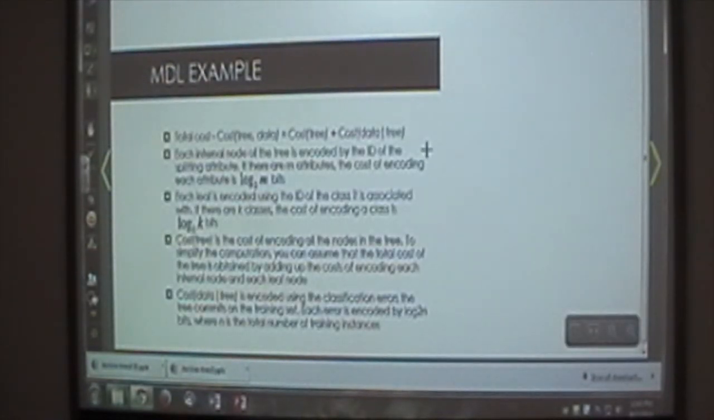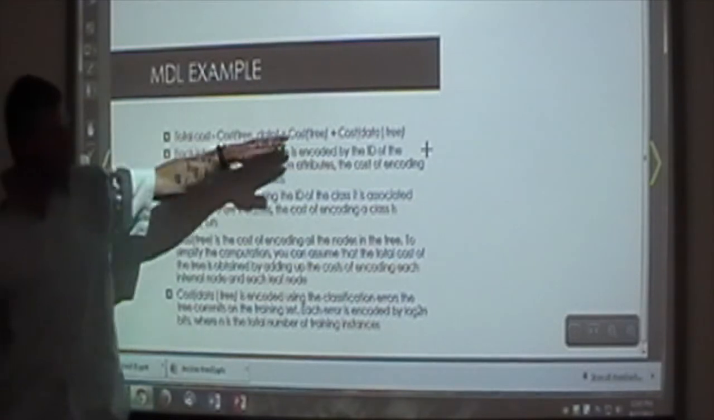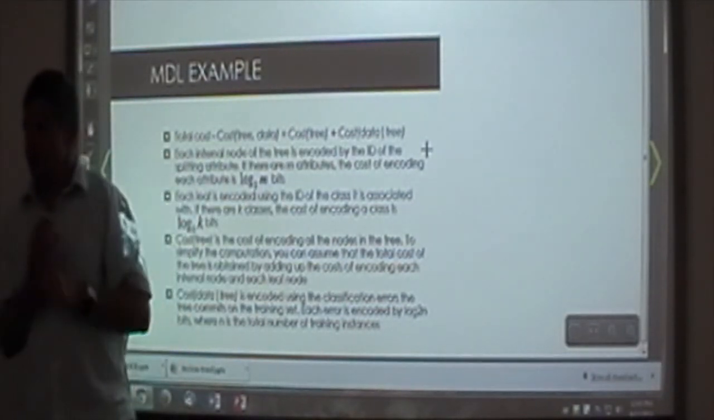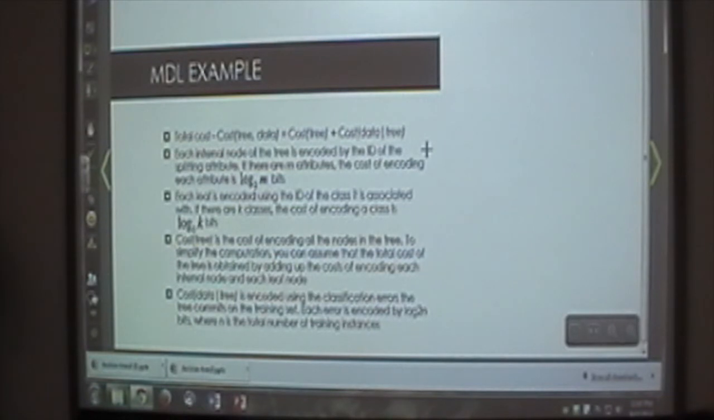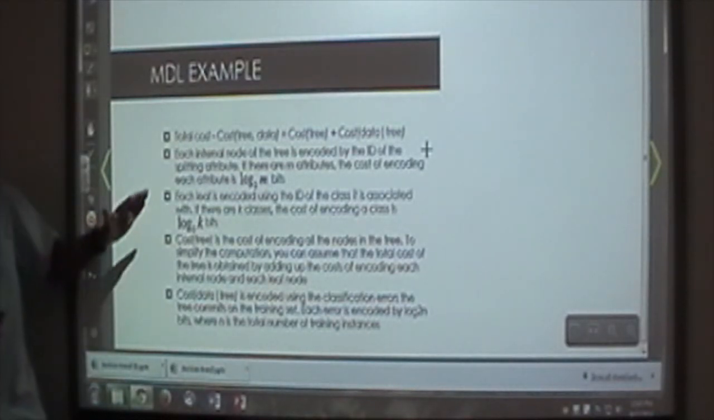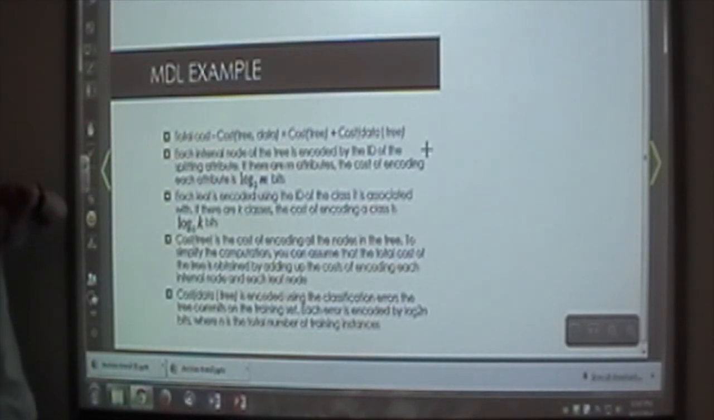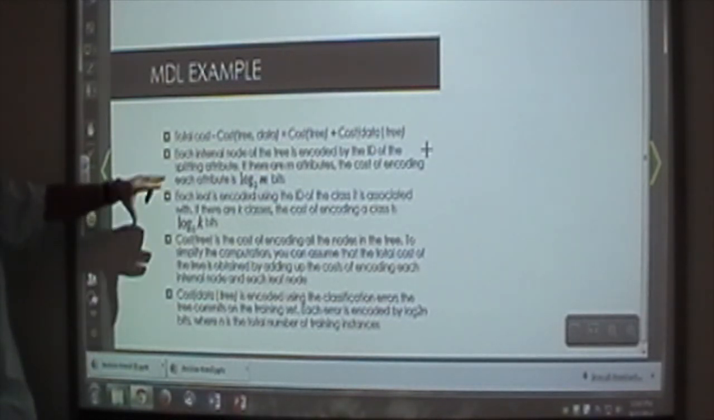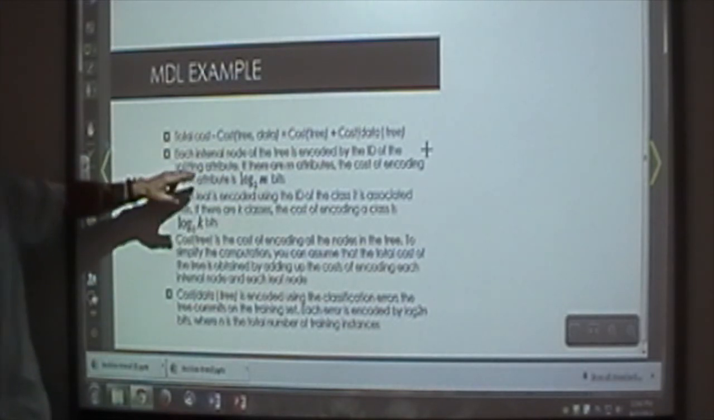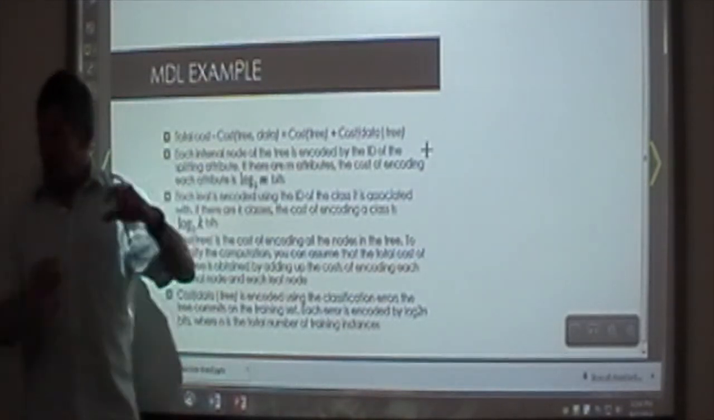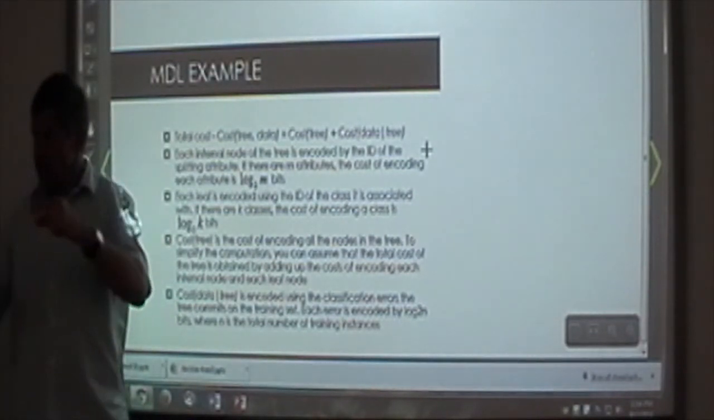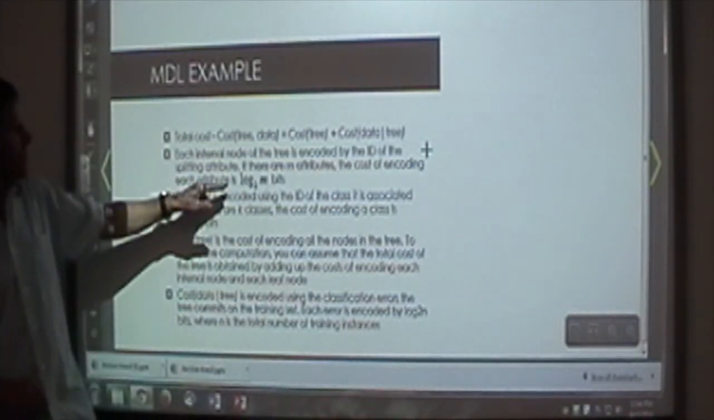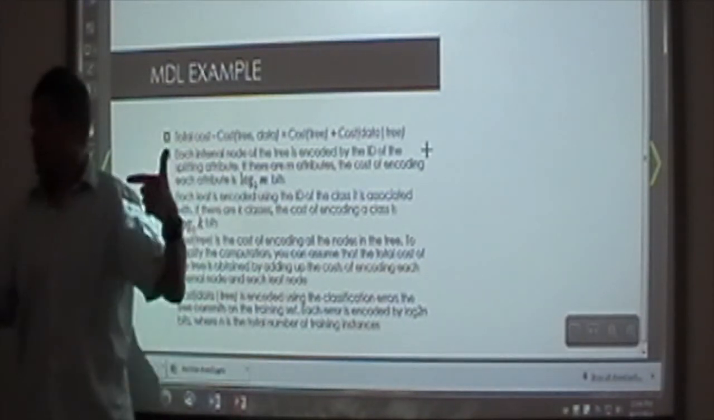Up here's that same typo again at the top. The total cost is the cost of the tree plus the cost of the data given the tree. And here's how we're going to calculate that cost using minimum description length. An internal node of the tree is encoded by the ID of the splitting attribute. And if there are m attributes at a particular decision node, the cost of encoding each attribute is log base 2 of m in terms of bits.